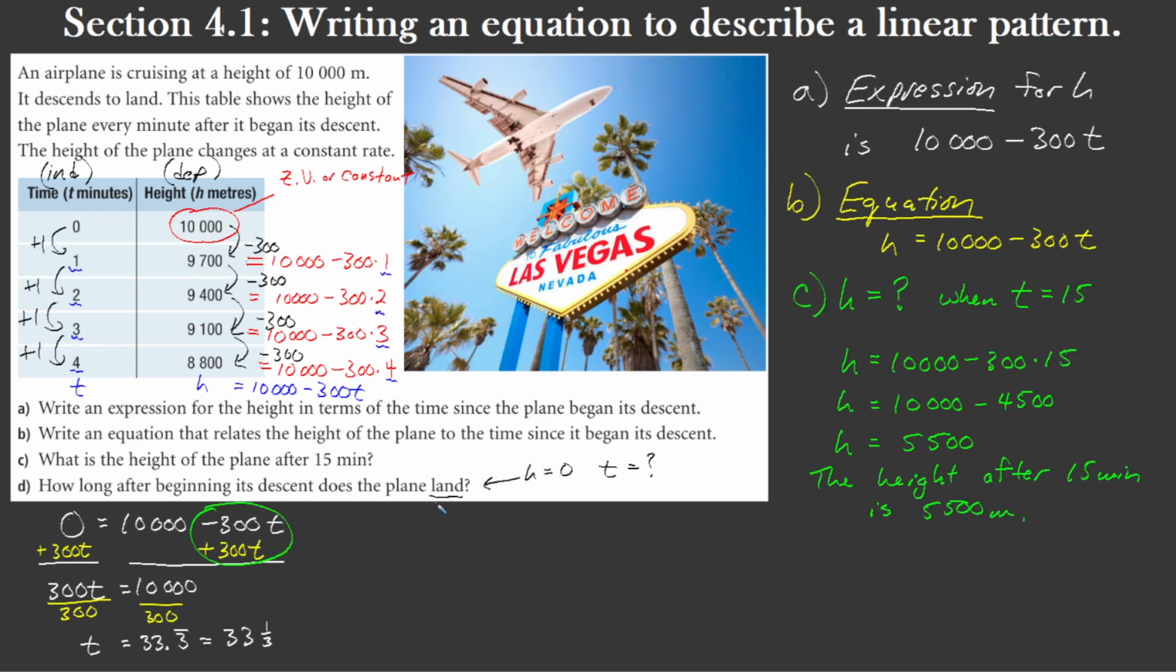So how long after it begins its descent does the plane land? The plane lands 33 1/3 minutes after beginning its descent. Okay, and that would be our answer for D.